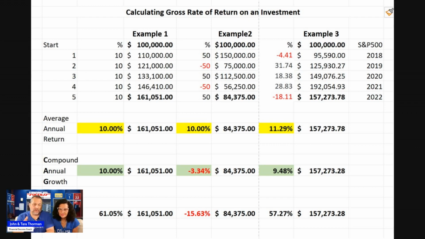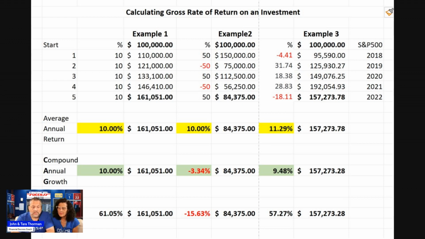Now look at example number three. This is the S&P 500, a 5-year look back. So if you invested $100,000, in 2018 you lost about 4.4%, so you got $95,000. But then you made 31%, $125,000, then you earned 18%, then you earned 28%, boom. And then in 2022, you lost about 18% on your investment. So your $100,000 initially ends up being worth $157,000, give or take, right?